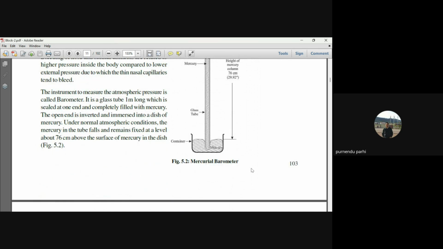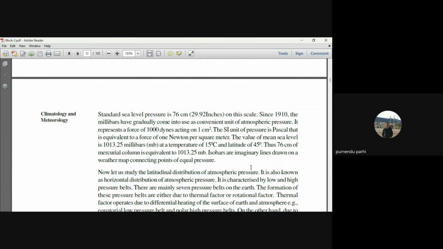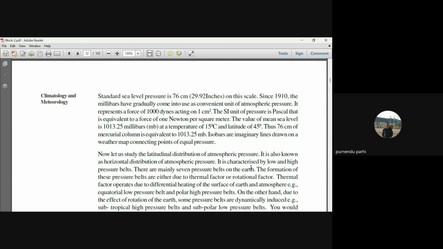The instrument to measure the atmospheric pressure is called barometer. It is a glass tube 1 meter long which is sealed at one end and completely filled with mercury. The open end is inverted and immersed into a dish of mercury. Under normal atmospheric condition, the mercury in the tube falls and remains fixed at a level about 76 centimeter above the surface of mercury in the dish. Standard sea level pressure is 76 centimeter on this scale.